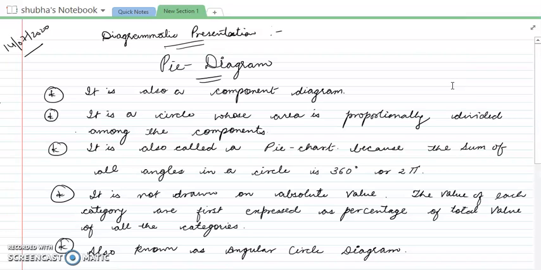Like in bar diagrams we make the bars on the graph, right? On the x-axis and y-axis. But the pie diagram is totally different. Although we have different components, different parts of it, this is a circular diagram. So it is a circle whose area is proportionally divided.